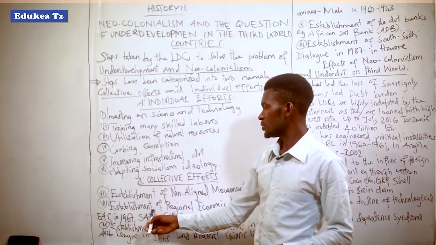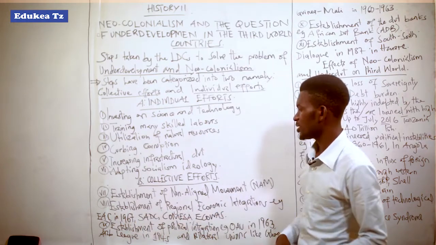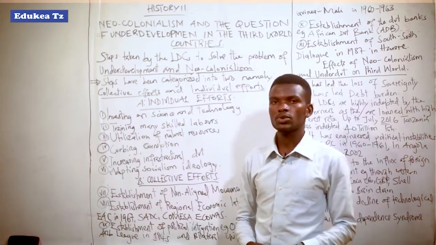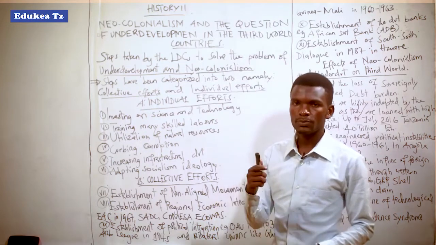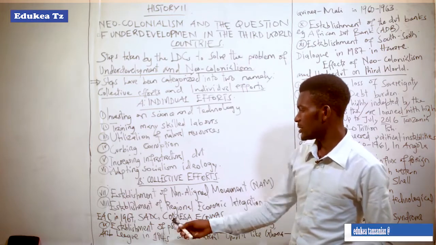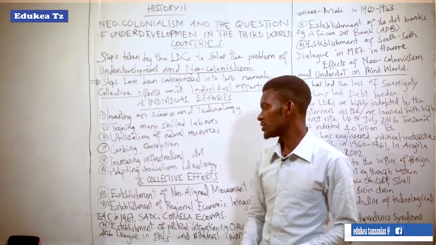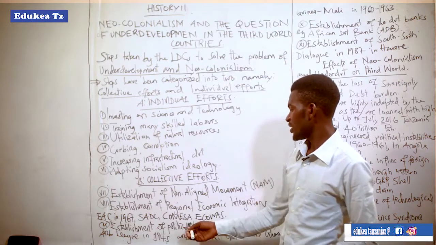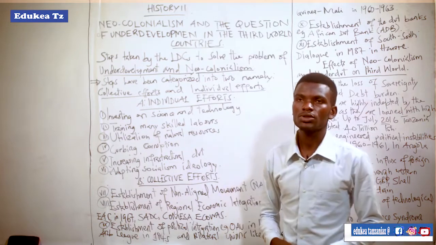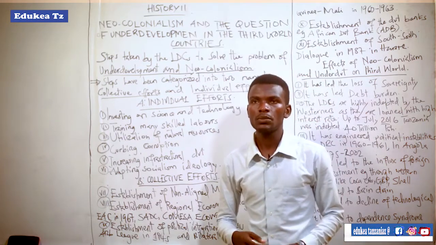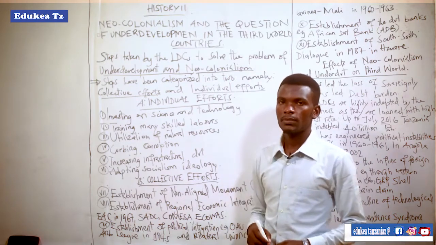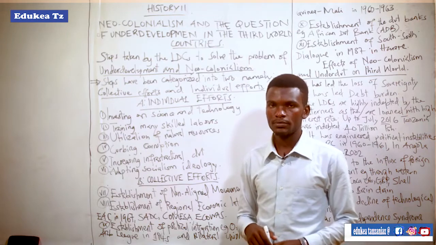Another was the establishment of regional economic integrations. These regional economic integrations were aimed at improving the third world countries' economies. For example, the East African Community formed in 1967, SADC, COMESA, and ECOWAS. These were regional economic integrations whose main aim was to bring these third world countries under one trade market or trade center.